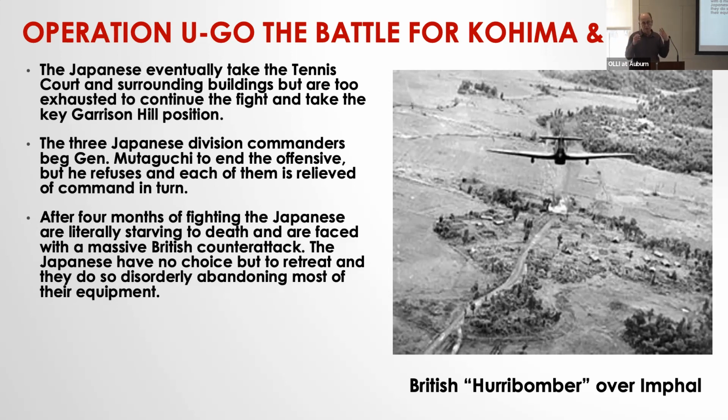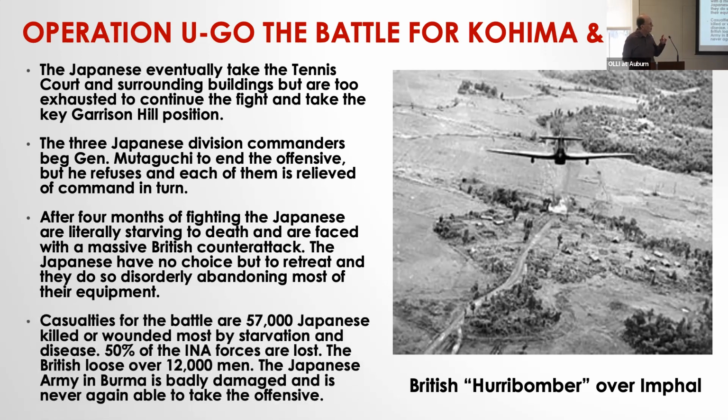And they're so weak and suffering from disease that the Japanese basically abandon their equipment, because they're too sick, too weak to even carry their equipment out. So it's a disaster for the Japanese army in this attempt to take India. Total casualties for the Japanese at this time were about 57,000. Casualties for the Indian National Army are about 50%, so they lose over 20,000. So that unit never again is an effective fighting force.